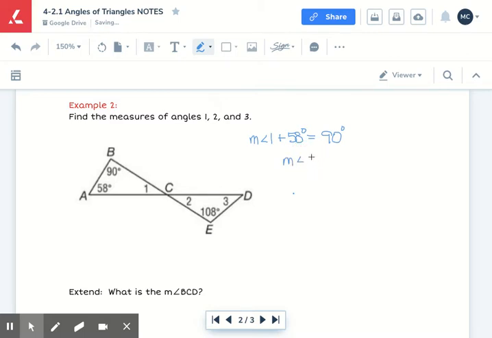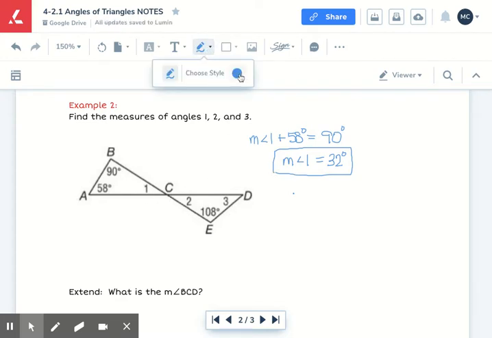And then use the subtraction property of equality to subtract 58 from both sides. So that would give me 32 degrees for measure of angle 1. All right, so I've got one of my answers here. I'm going to go ahead and box that so I don't lose it. And then I go back and look at my picture.